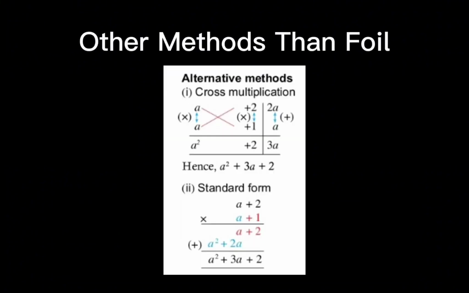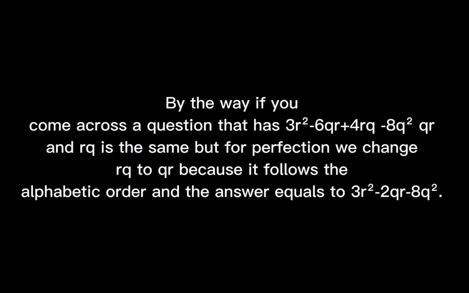There are also other methods to multiply double brackets, but for me FOIL is the easiest method. By the way, if you come across a question that has 3r squared - 6qr + 4rq - 8q squared, qr and rq are the same, but for perfection we change rq to qr because it follows the alphabetic order, and the answer equals 3r squared - 2qr - 8q squared.